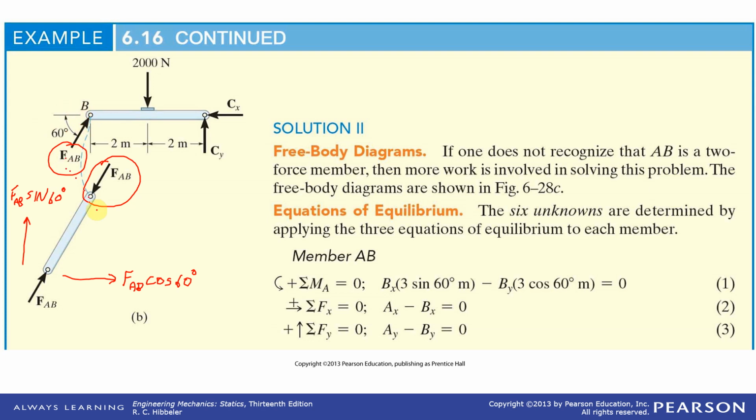Okay, now we can look at this beam and we can go through our equilibrium equations. Moment about point A has to be 0. Let's see. This is essentially the condition to be a two-force member.